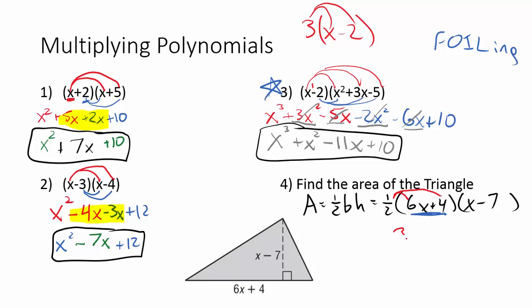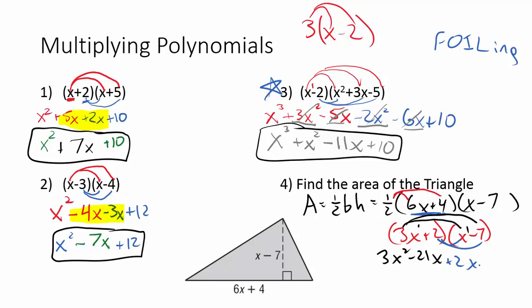So 1/2 of 6 is going to give me 3x, and 1/2 of 4 is going to give me 2. And then I'll bring that x minus 7 down. And now we'll multiply. So now we're able to FOIL this out. We've got 3x times x will give us a 3x squared. Remember, we add the exponents. 3x times negative 7 is minus 21x. It takes care of the first grouping. And for the second grouping here, we'll get a plus 2x and a minus 14.